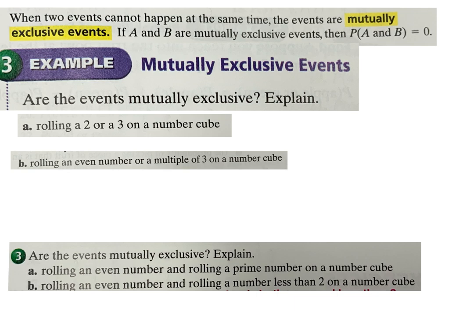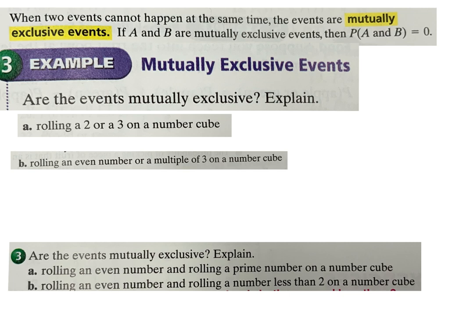Mutually exclusive. When 2 events cannot happen at the same time, the events are mutually exclusive. Are these events mutually exclusive? Rolling a 2 or a 3 on a number cube. Yes, they're mutually exclusive. There's no way you can roll a number cube and it be a 2 and a 3. And don't give me the example that it's going to land on its little edge. We mean an actual valid roll of a die. They are mutually exclusive because you can't roll 2 numbers at the same time.